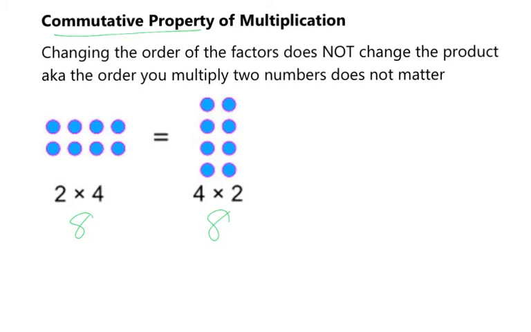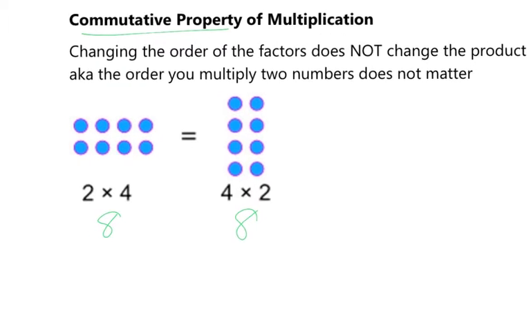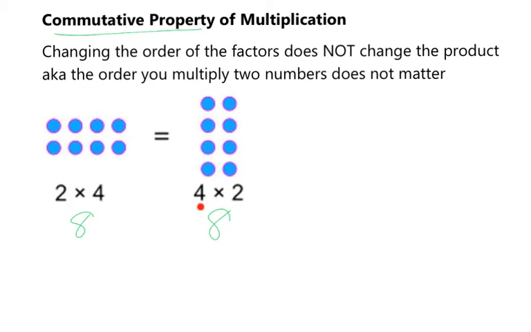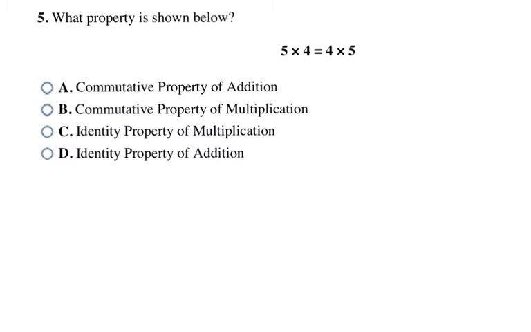Which comes in handy when you are memorizing your facts, because once you have 2 times 4 memorized, you also have 4 times 2 memorized. This question here asks what property is shown below. So I have 5 times 4 equals 4 times 5. And so because there's multiplication in this example, I had to have multiplication as part of my answer.